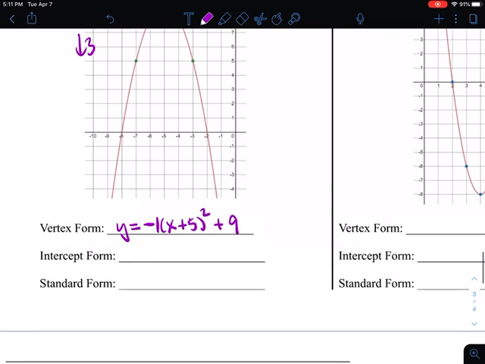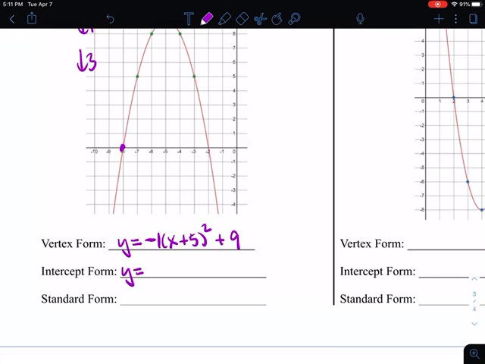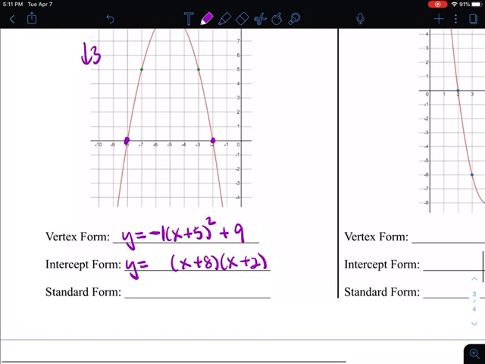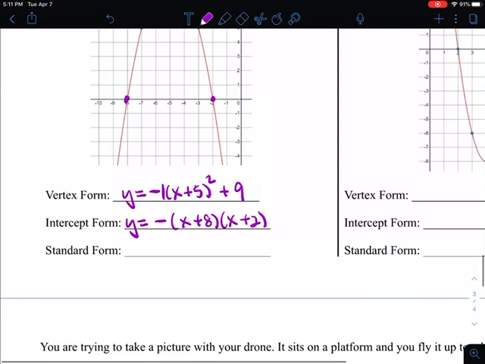So that's my vertex form. Intercept form, I want to look for my intercepts. Here it is, and here it is. So then that's at negative 8 and negative 2. So then if I want to put it into equation, I need x plus 8 and x plus 2. And then just like before, the one above, I need a negative sign here as well because it opens down.